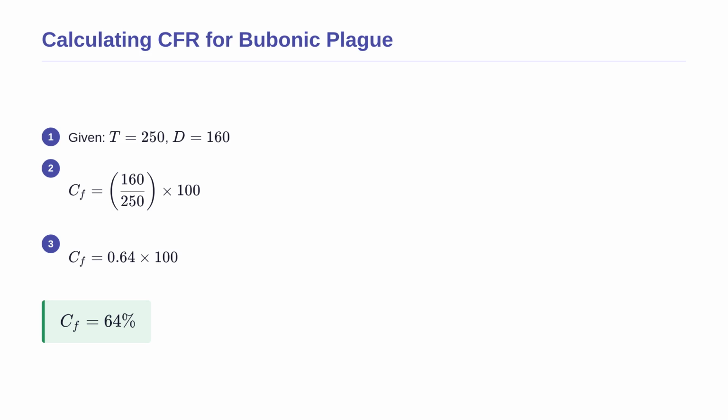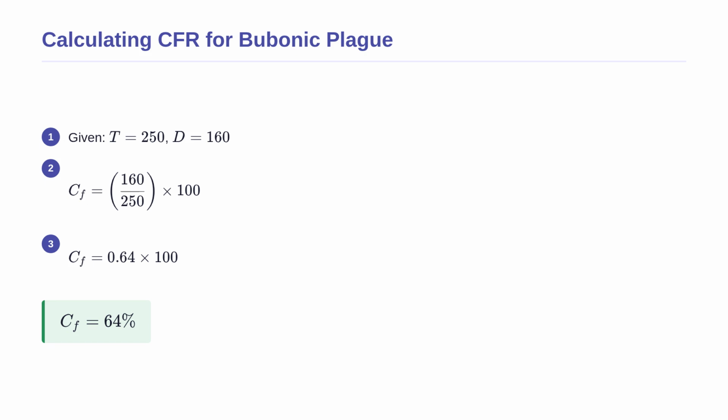Let us apply this metric to a historical outbreak of bubonic plague. We are given that a village recorded 250 total cases, and tragically, 160 of those individuals passed away. We are asked to calculate the case fatality rate. We choose the CFR formula because it directly compares deaths to total infections. We plug in 160 for deaths and 250 for total cases.